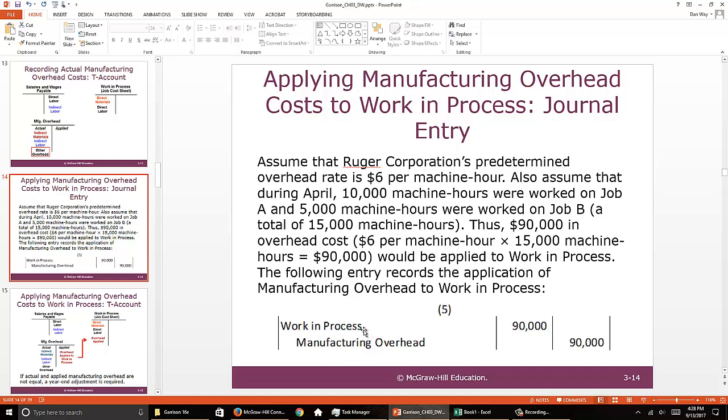So, debit to work in process for $90,000. Again, we need to move the costs associated with overhead for these jobs to work in process. So debit work in process $90,000, and a credit to manufacturing overhead for that same $90,000. Again, we're trying to represent the flow of overhead costs from their accumulation in the manufacturing overhead account to work in process for the jobs that are being worked on.